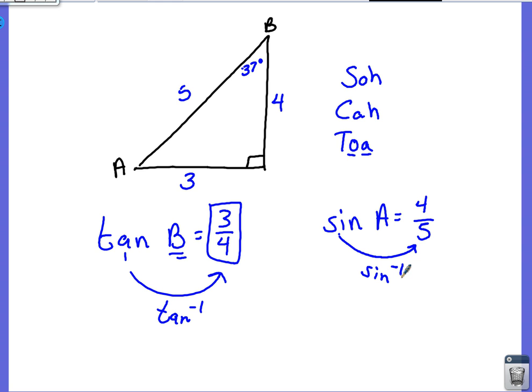So to get rid of a sine on one side, make sure you know it tomorrow. To get rid of sine on one side, you do inverse sine of the other side. Anytime you're looking for an angle, if I ask you what is angle A, what is angle B, that's what you do. And if I'm not mistaken, you'll get 53 degrees, hopefully, when you do that. If you don't, everything's wrong.